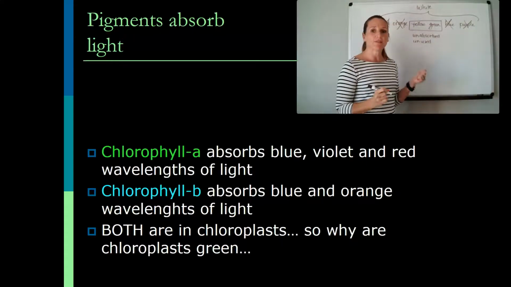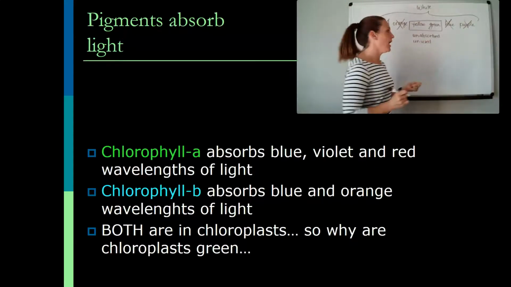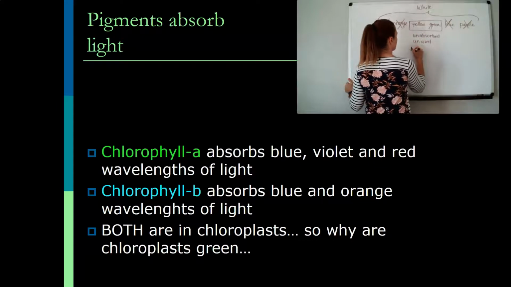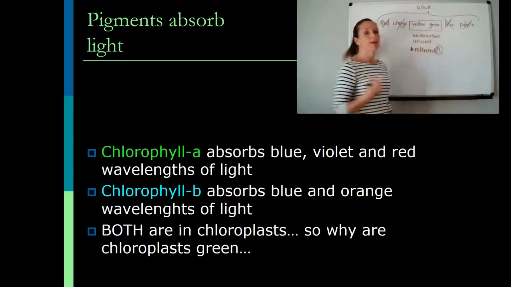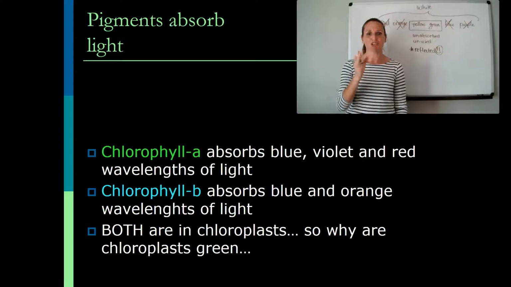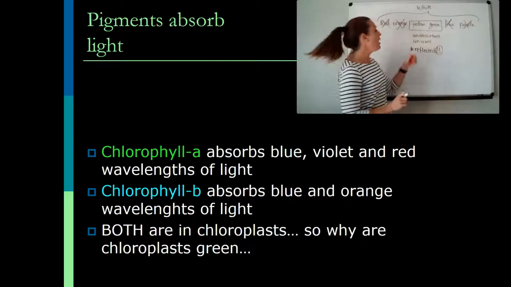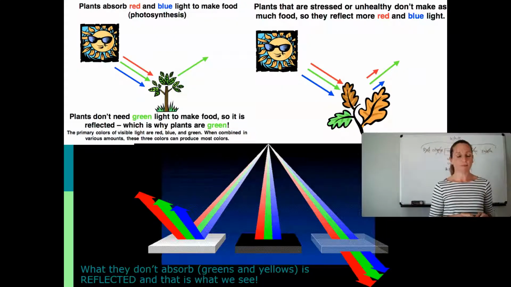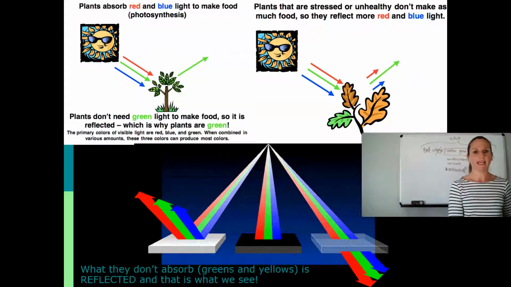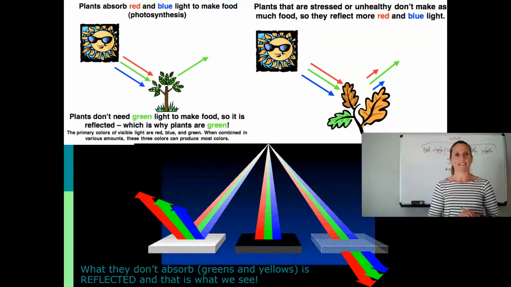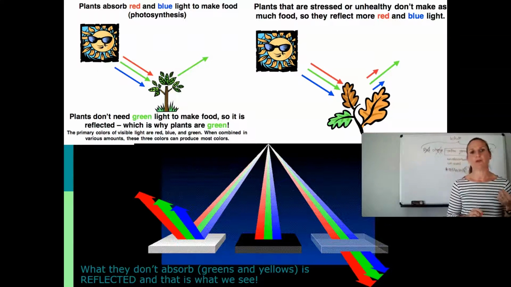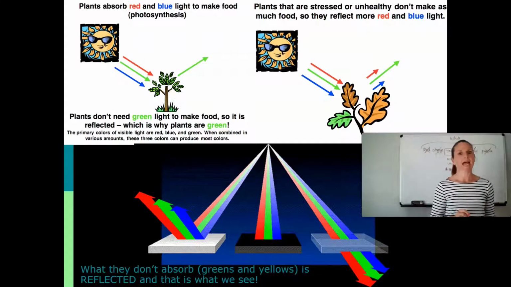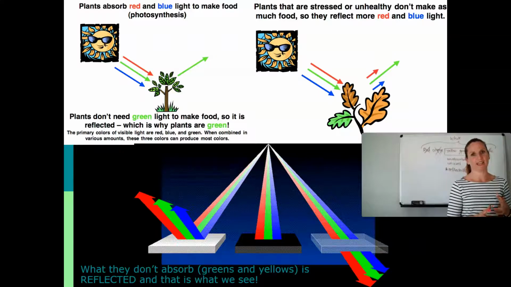So these wavelengths of light that are unabsorbed and unused, they get reflected. And that's why a plant looks green to you and to me when we look at it, because they reflect the green light, they don't use it. These are some pictures that explain how we see light. So plants absorb the red and the blue light to make food in photosynthesis. Plants don't need green, which is why plants look green.